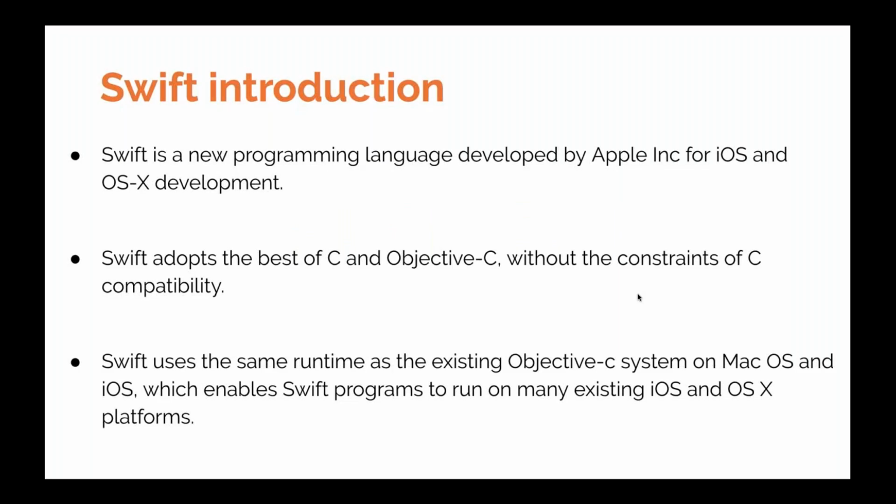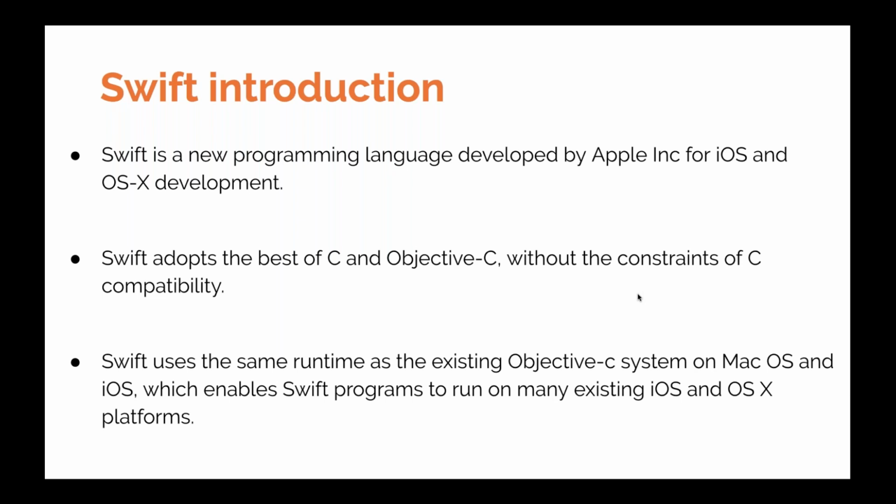Okay, so Swift is a new programming language developed by Apple for developing their native applications, OS X and the iOS applications. Swift adapts the basics of C without constraints of the C capability. That means Swift doesn't support what? Pointers.